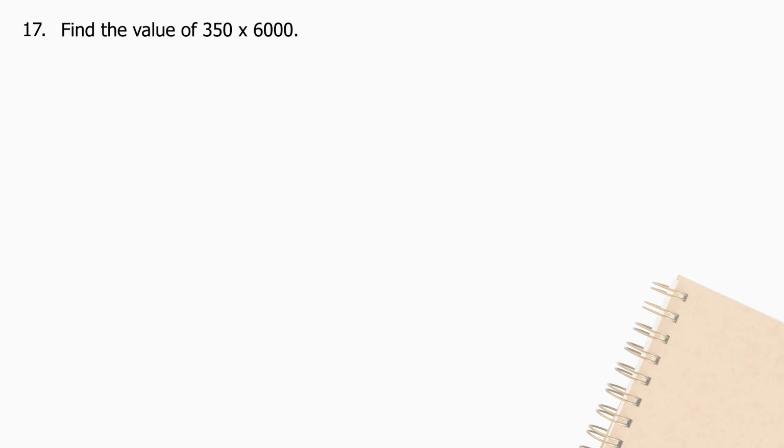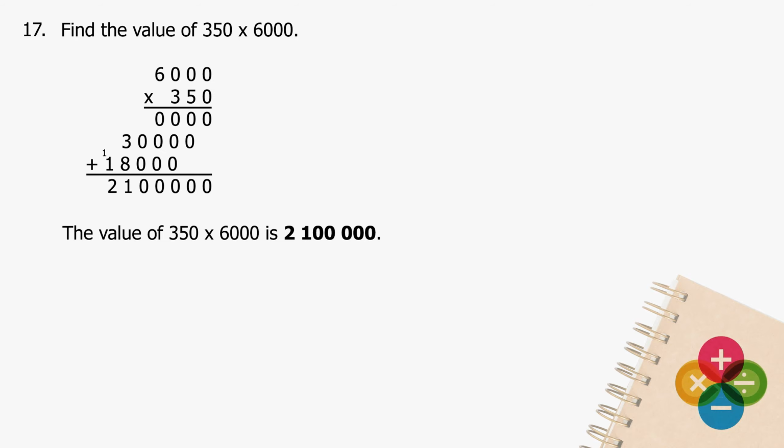Question 17. Find the value of multiply 350 by 6,000. The value of multiply 350 by 6,000 will be 2,100,000.